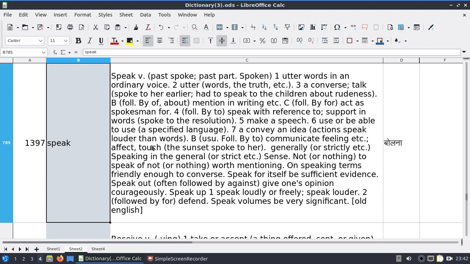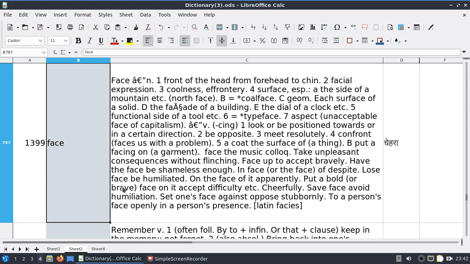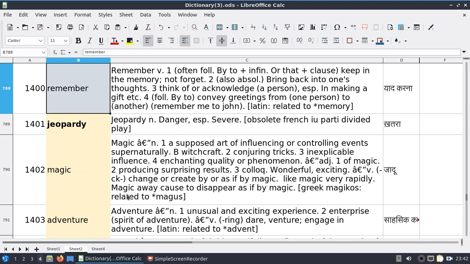Speaking, we all know. Let's go further. It is saying some words. Receive, receiving also we know. To take or accept. Right. Facing, face also we know. Face as a noun is the head, and as a verb, it is facing, facing the situation or facing a difficulty, etc.